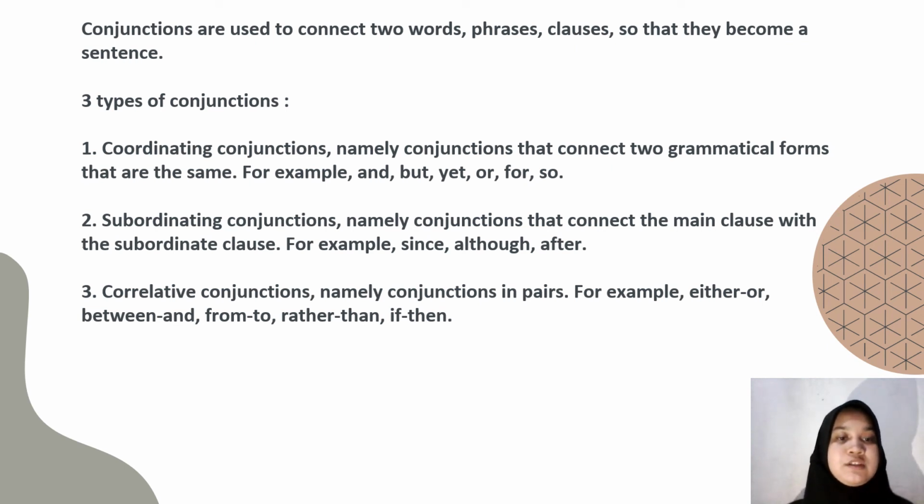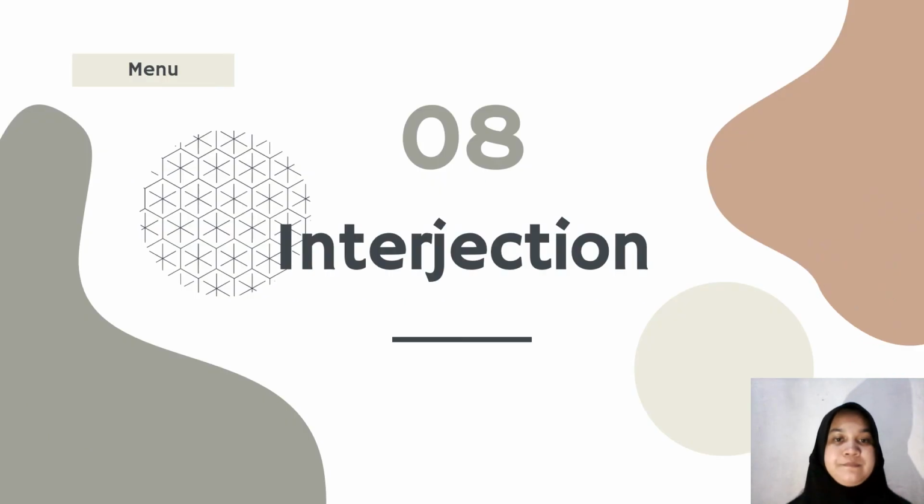2. Subordinating conjunctions, namely conjunctions that connect the main clause with the subordinate clause, for example, since, although, and after. 3. Correlative conjunctions, namely conjunctions in pairs, for example, either or, between and, from to, rather than, and if then.